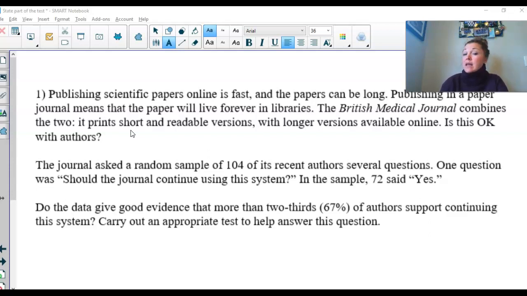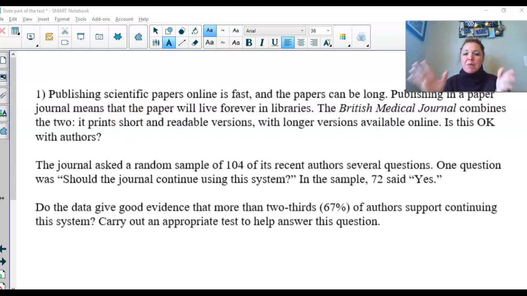The journal asks a random sample of 104 of its recent authors several questions. One question was, should the journal continue using this system? In the sample, 72 said yes. Do the data give good evidence that more than 2/3 of the authors support continuing this system? Carry out an appropriate test to help answer this question.